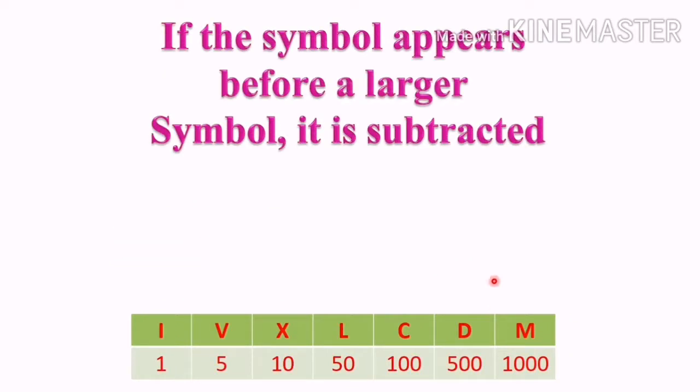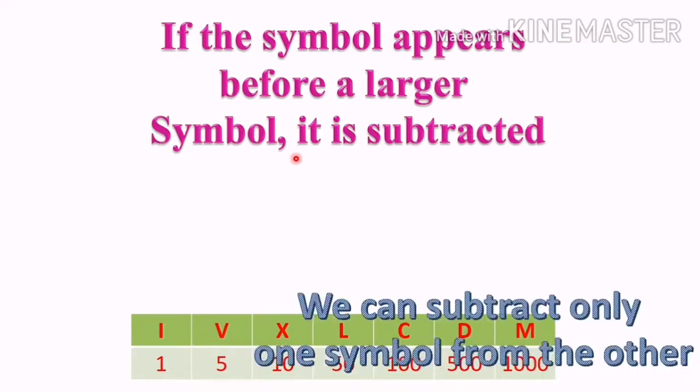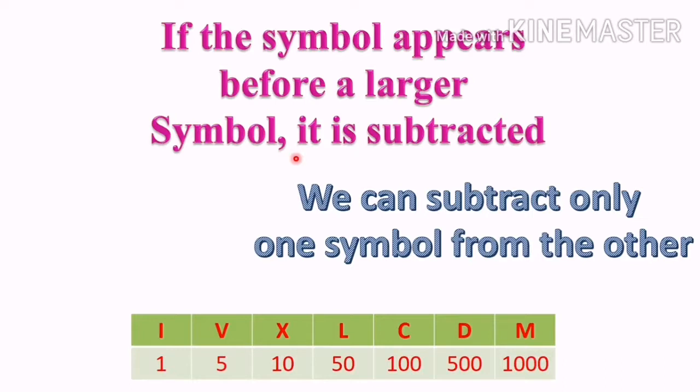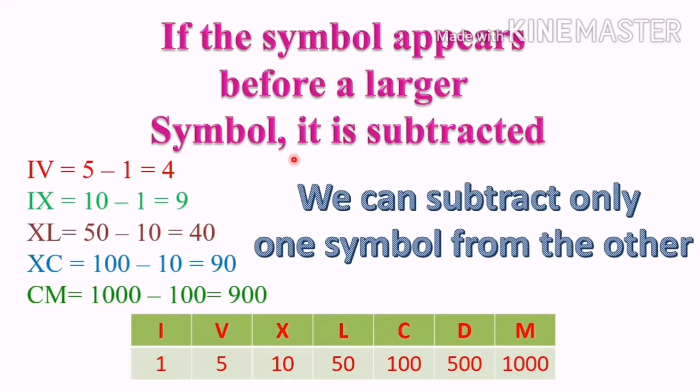Next rule is, if a symbol appears before a larger symbol, it is subtracted. We can subtract only one symbol from the other. Here we have IV. See, 1 is written before 5. So the value will be subtracted. 5 minus 1 gives the answer 4. I is written before X. 1 is written before 10. So 10 minus 1 gives 9.